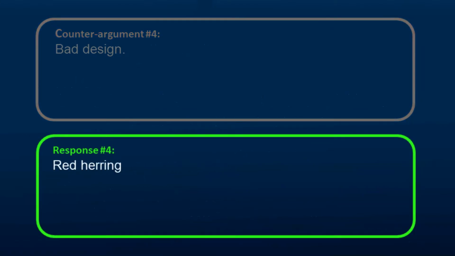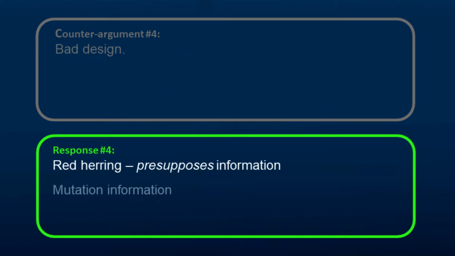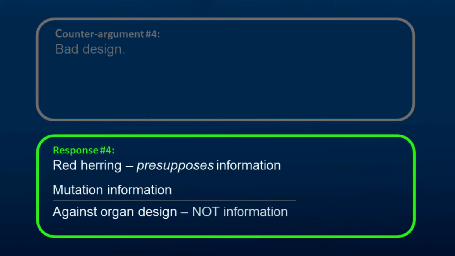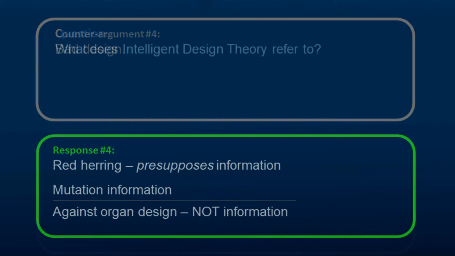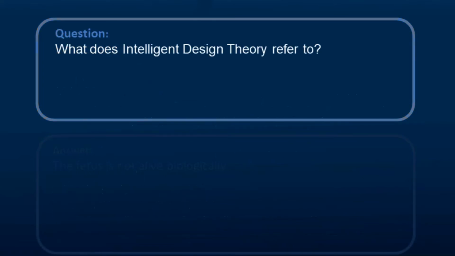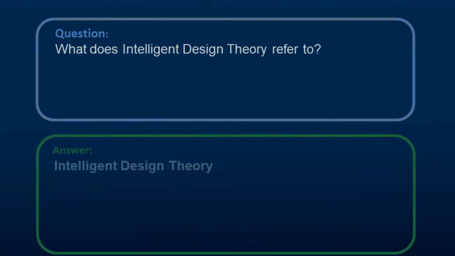Another counterargument is the argument from bad design. This argument is a red herring in regards to the information in DNA, since it only explains what happens after information is present. Mutations still carry information. The argument from bad design is used against those who use the argument from design in organs and not in information in DNA.